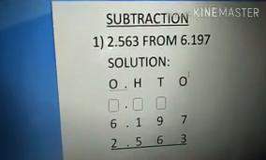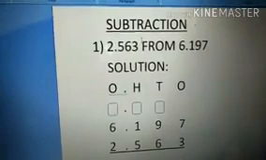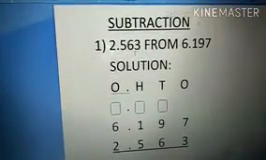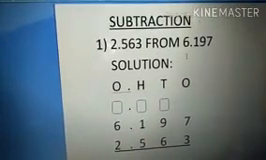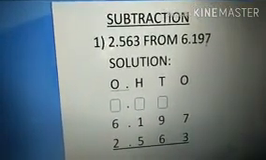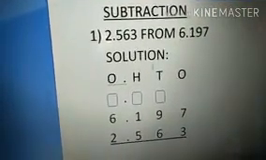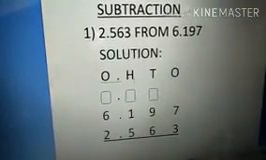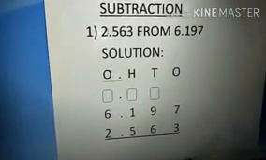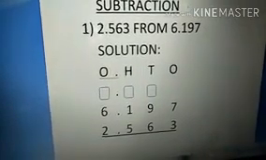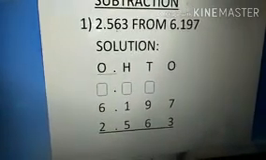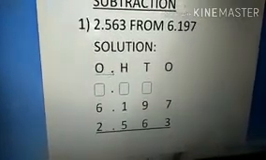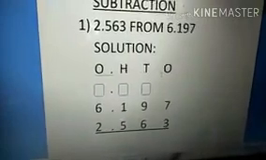Our second heading is subtraction. First problem, subtract 2.563 from 6.197. Our solution: first you place the place value. Before the decimal you have 1 digit. After the decimal you have 3 digits. So according to that, I place the place value, children.